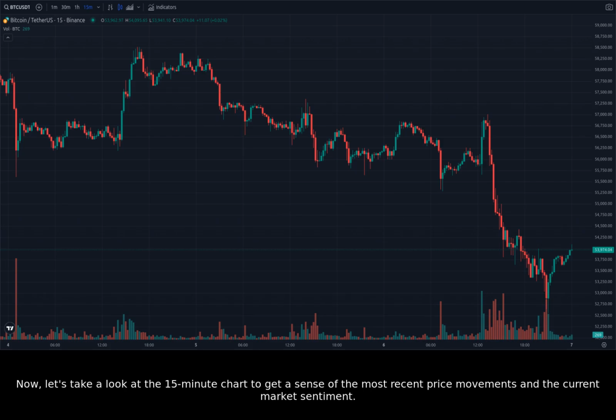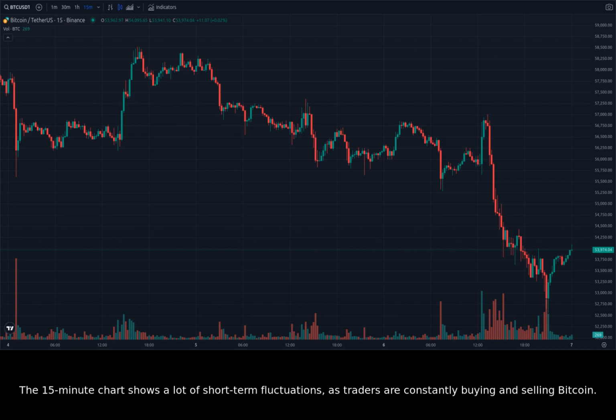Now, let's take a look at the 15-minute chart to get a sense of the most recent price movements and the current market sentiment. The 15-minute chart shows a lot of short-term fluctuations as traders are constantly buying and selling Bitcoin. The current price action suggests that the market is indecisive, with buyers and sellers battling for control.